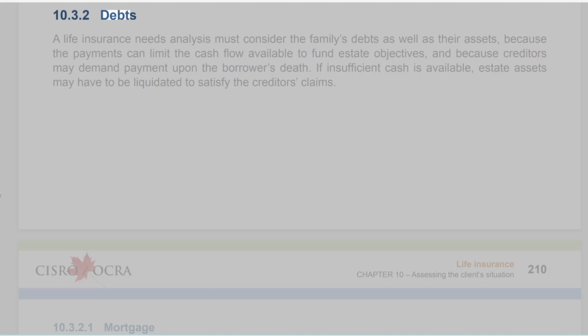10.3.2 Debts. A life insurance needs analysis must consider the family's debts as well as their assets, because the payments can limit the cash flow available to fund estate objectives, and because creditors may demand payment upon the borrower's death. If insufficient cash is available, estate assets may have to be liquidated to satisfy the creditor's claims.